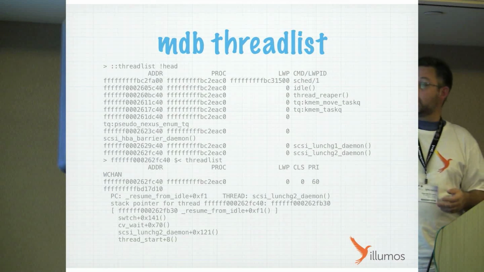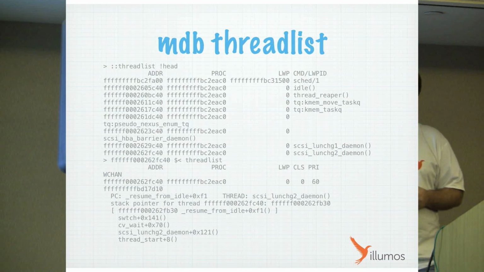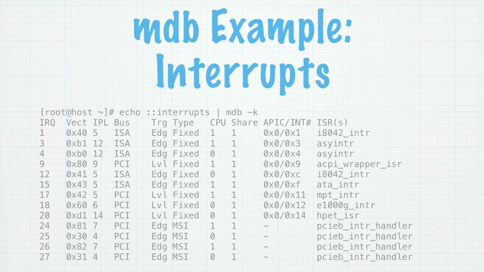Another example, just dumping a thread list. I can dump the thread list, and I piped it to head so that the example would fit. Then, further down, you'll see that I took the address of one of these, piped it to the thread macro, and I got a backtrace. So I can look at a backtrace of an individual thread. Here's another example. From the shell, I can send commands through to MDB to dump. In this case, I called the interrupts dcmd to dump the interrupts. This turns out to be useful in system engineering debugging as well, not just kernel code debugging.